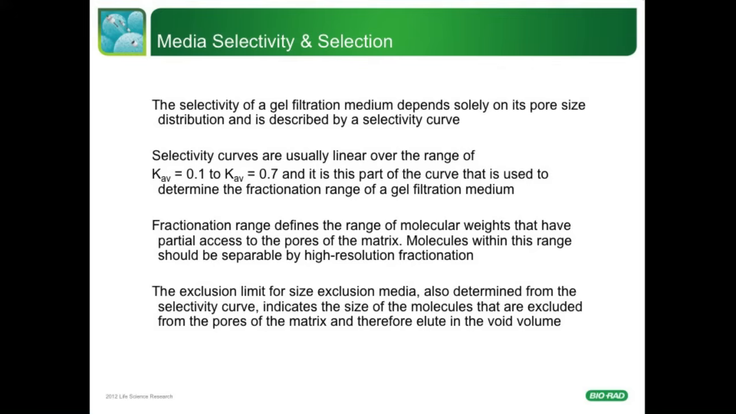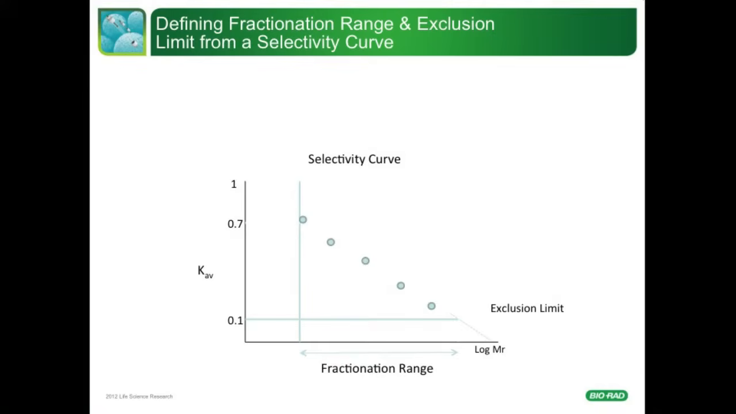Fractionation range defines the range of molecular weights that have partial access to the pores of the matrix. Molecules within this range should be separated by high-resolution fractionation. The exclusion limit for size exclusion media, also determined from the selectivity curve, indicates the size of the molecules that are excluded from the pores of the matrix and therefore elute in the void volume.